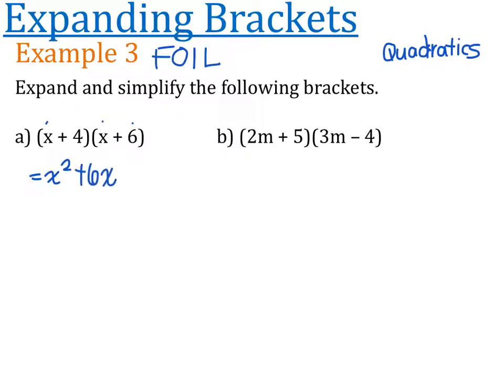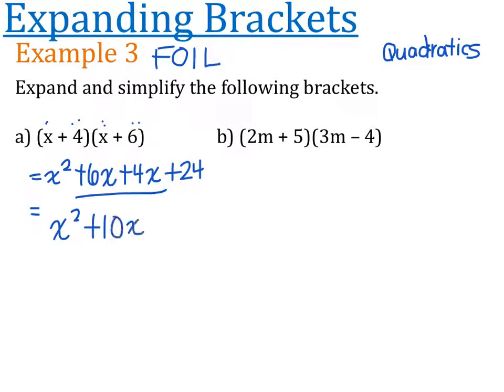And then the I stands for inside, so the inside term in the first bracket times by the inside term of the second one. And then L stands for last, the last term of the first bracket times by the last term of the second bracket. Whew, that was a lot of words. All right, and then we can simplify that. We've got 6x and 4x there. So we've got x squared plus 10x plus 24.